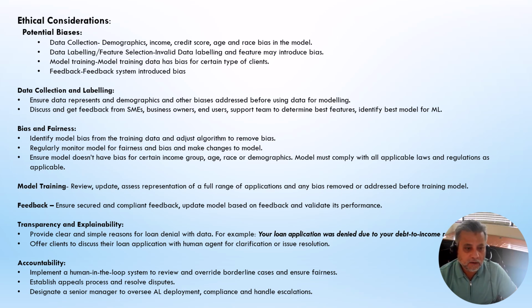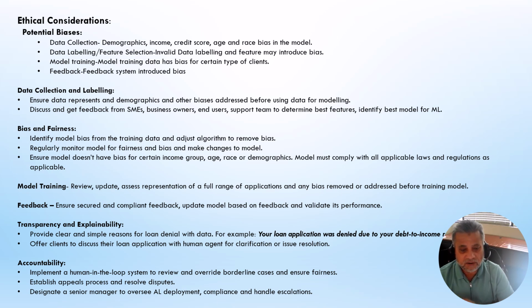Bias and fairness in the data is another possibility. Identify model bias by training on the data and adjust the algorithm if needed to remove the bias. Regular monitoring of the model is very necessary for fairness and bias, and make changes to the model as needed if a bias is introduced. Ensure that the model doesn't have bias for a certain income group, and make sure that all laws are complied with when you are doing machine learning and when biases are introduced.